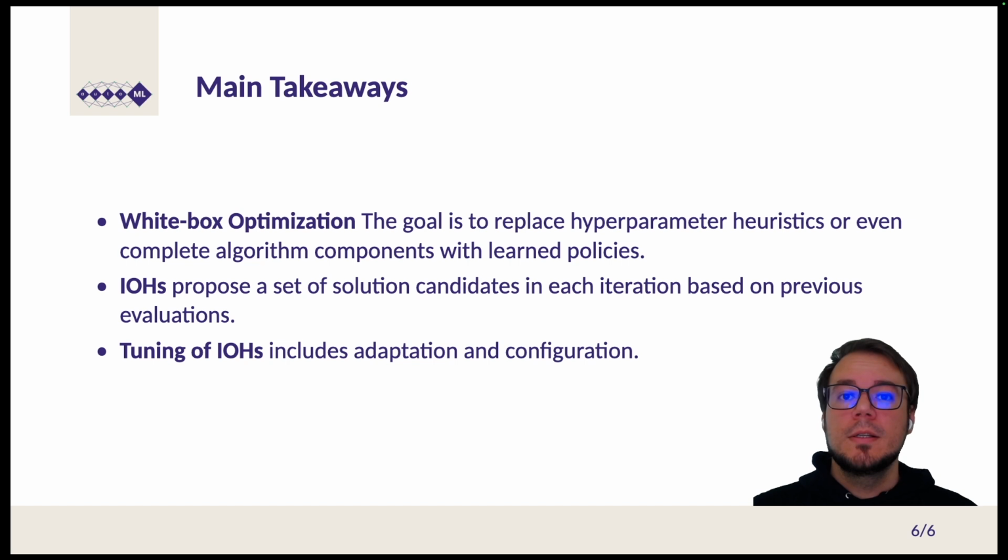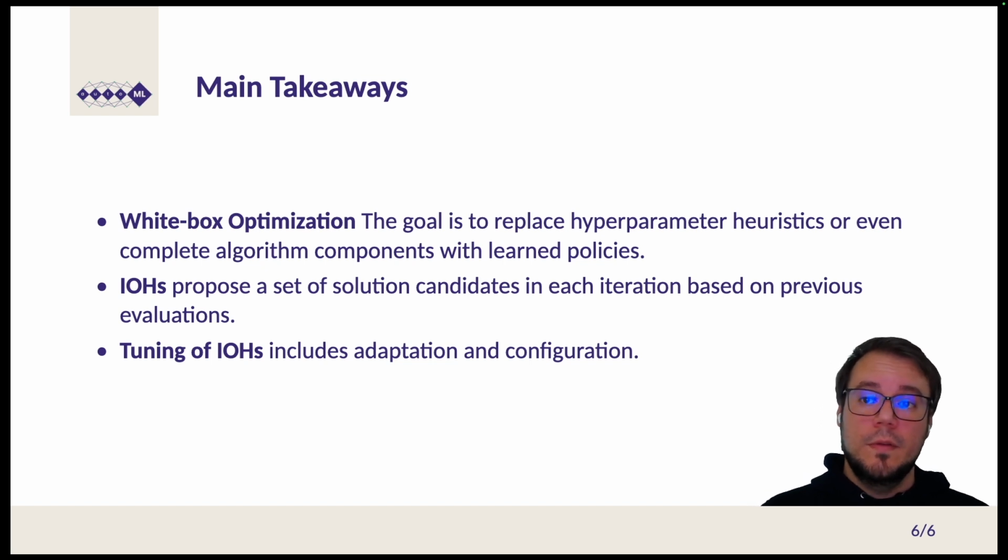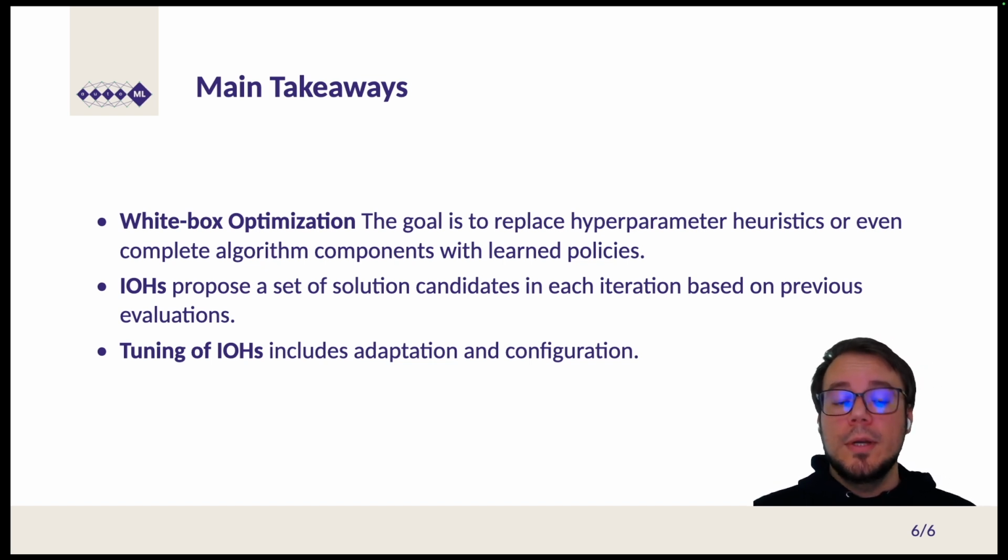To summarize, the goal of white box optimization is to replace hyperparameter heuristics or even complete algorithm components with learned policies. And those learned policies can be applied to IOHs, which propose a set of solution candidates in each iteration based on previous evaluation. But IOHs can not only be configured with such learned policies, but they can also be adapted, for example, in a style of self-adaptation, as is often seen in evolutionary algorithms.